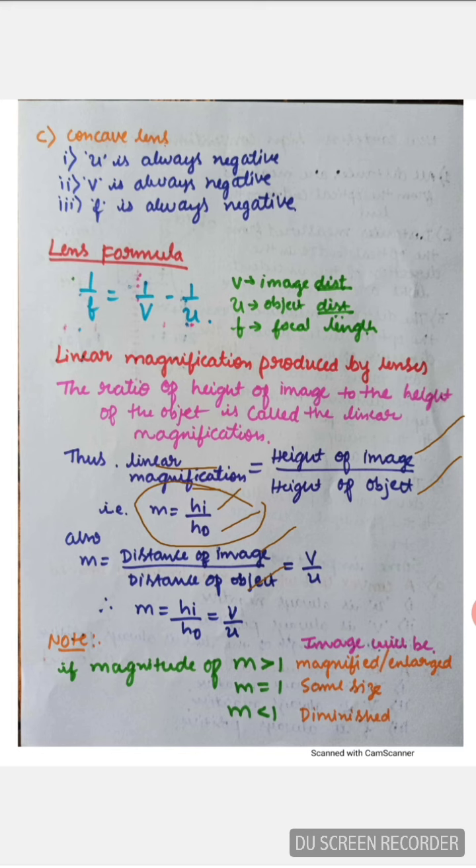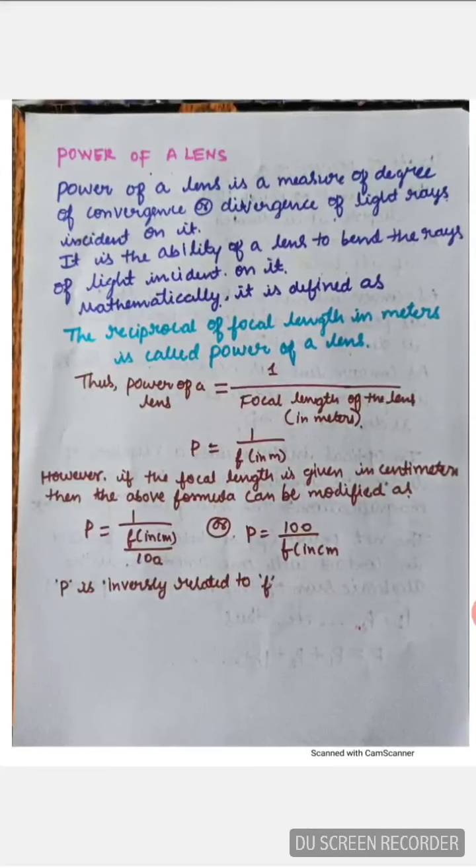Okay, there is a note. If magnitude m is greater than 1, if magnification is greater than 1, that means the image is magnified or enlarged. If the magnification is equal to 1, the size of the image is same as size of the object. If the magnification is less than 1, the image is diminished. Okay, this all I have explained in the mirror concept. The same holds good here also in the case of lens. So we will move on to the next topic, that is power of lens.